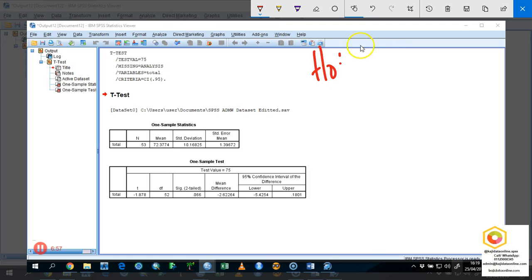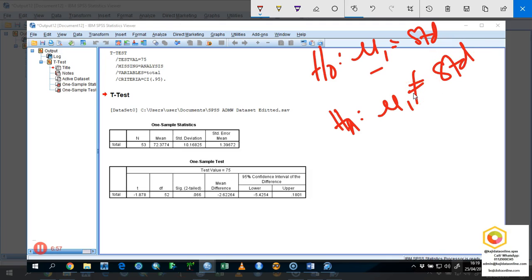Okey, kalau dalam episod ini, maka apa awak punya kesimpulan? Katakan null saya adalah seperti berikut: mu 1 sama dengan STD. Maksudnya apa? Sama dengan standard. Mu 1 ni apa? ADMW. Saya punya alternatif apa dia? Mu 1 tidak sama dengan STD. Apa maksud tidak sama dengan? Dia boleh lebih besar daripada, dia boleh kurang daripada. Betul tak? Ini step yang pertama dalam hypothesis testing.